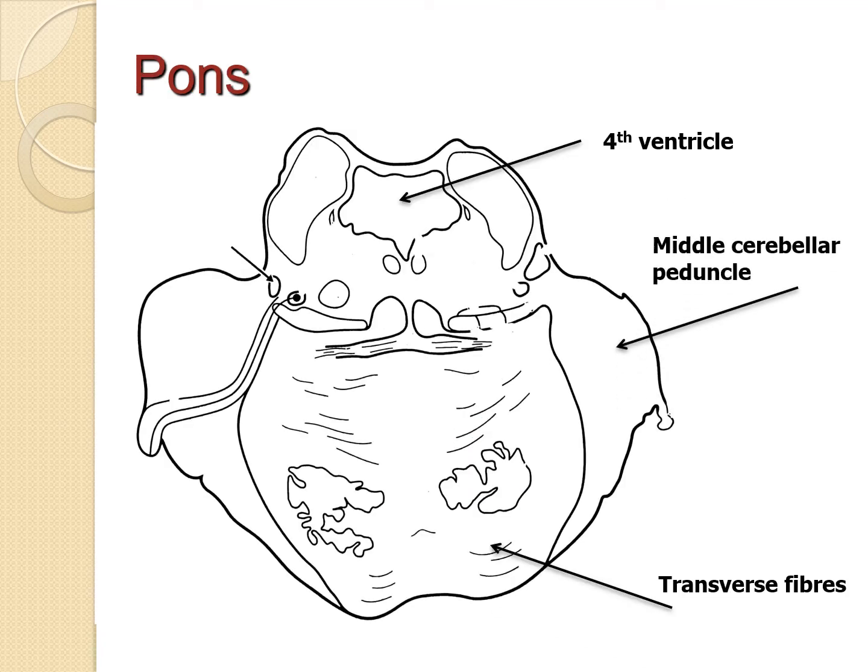Here we have the pons, and the pons is characterized by the transverse fibers found at the bottom. So if you see transverse fibers, you know you're looking at the pons. We also have a region of the fourth ventricle found underneath the cerebellum, and we also have some more peduncles. The cerebral peduncles hold the cerebrum onto the brainstem, and the cerebellar peduncles, which are found here, hold the cerebellum onto the back of the brainstem. The main peduncle is the middle cerebellar peduncle.